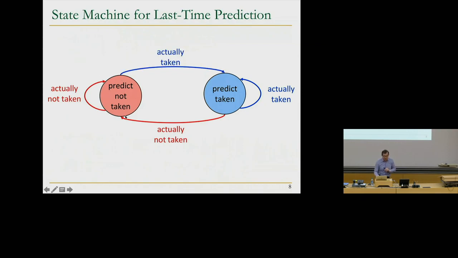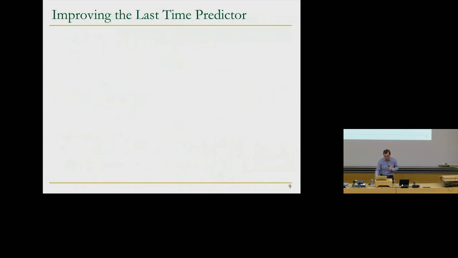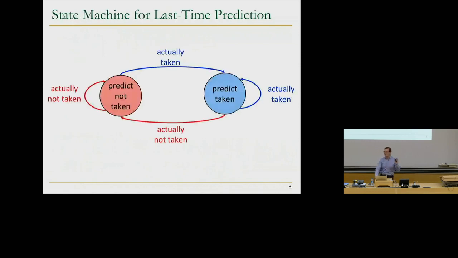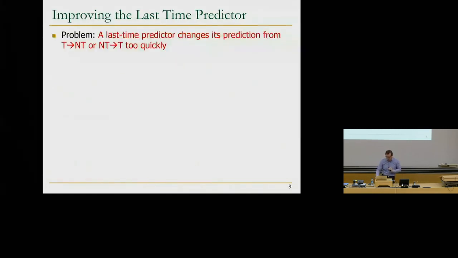And if your prediction was not taken and the branch turned out to be actually taken in the execution, you change the bit to predict taken state. Basically, you have a state machine, and you change the prediction state based on the outcome of the branch that you've seen the last time. That's why it's a last time prediction. Right. Okay, so hopefully this is clear. This is the basic, very simple prediction.